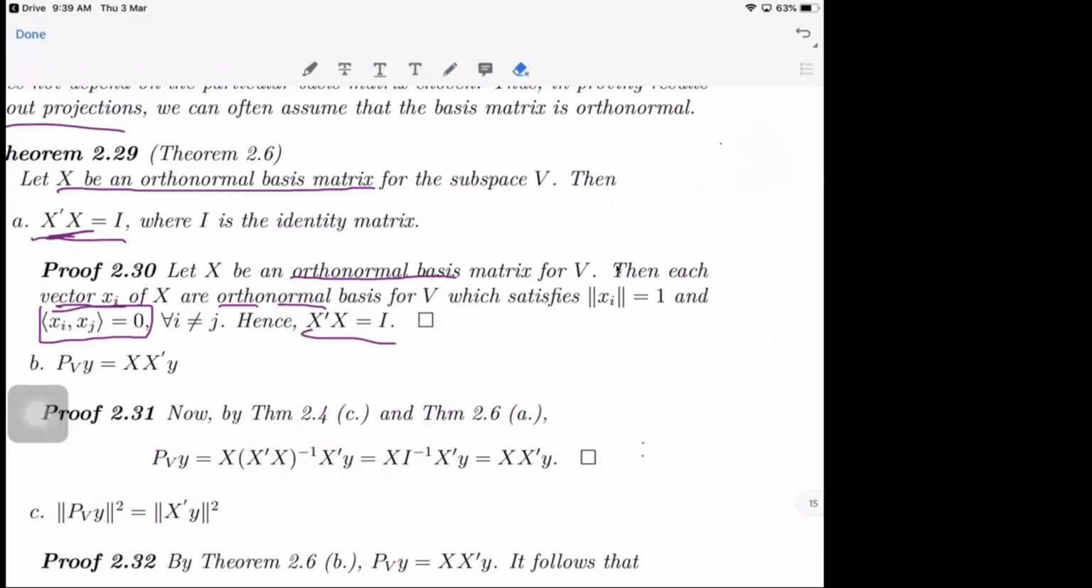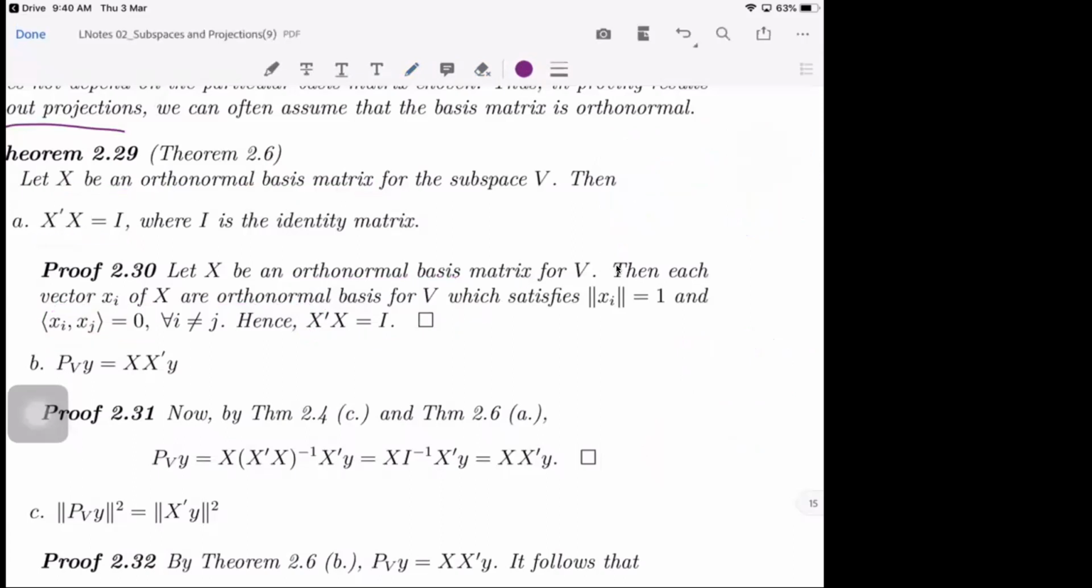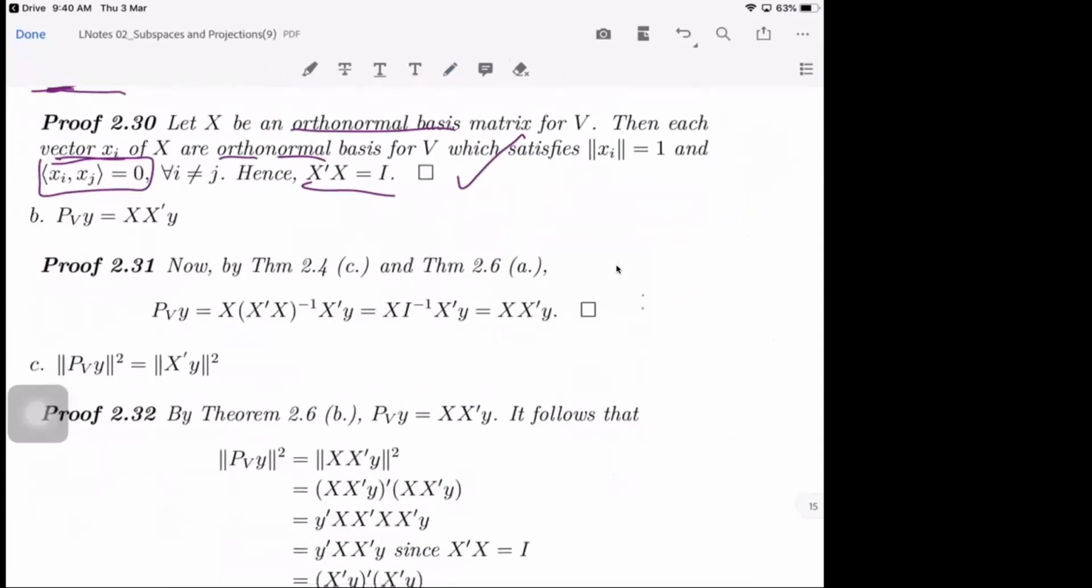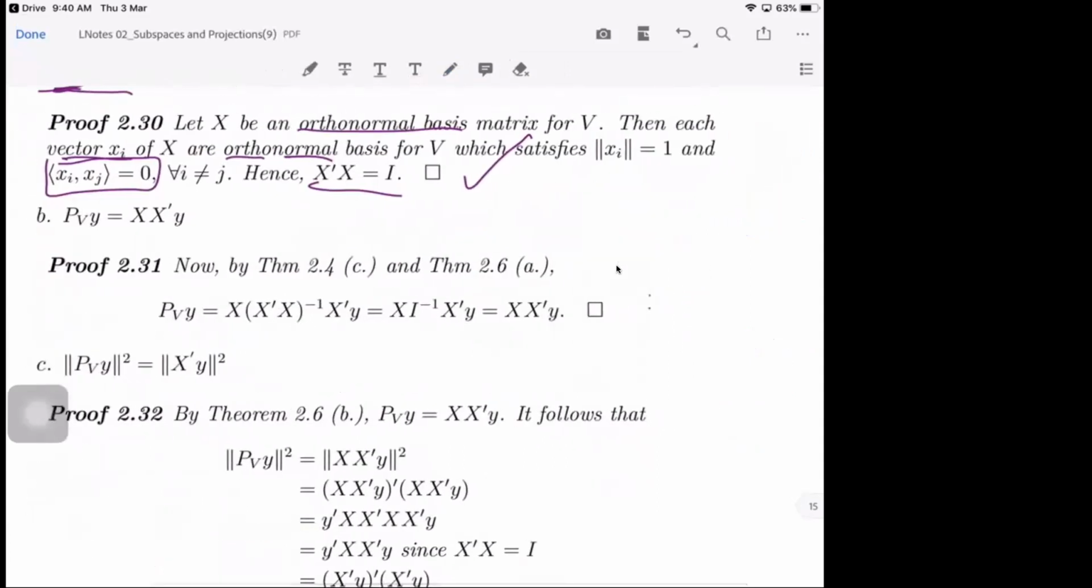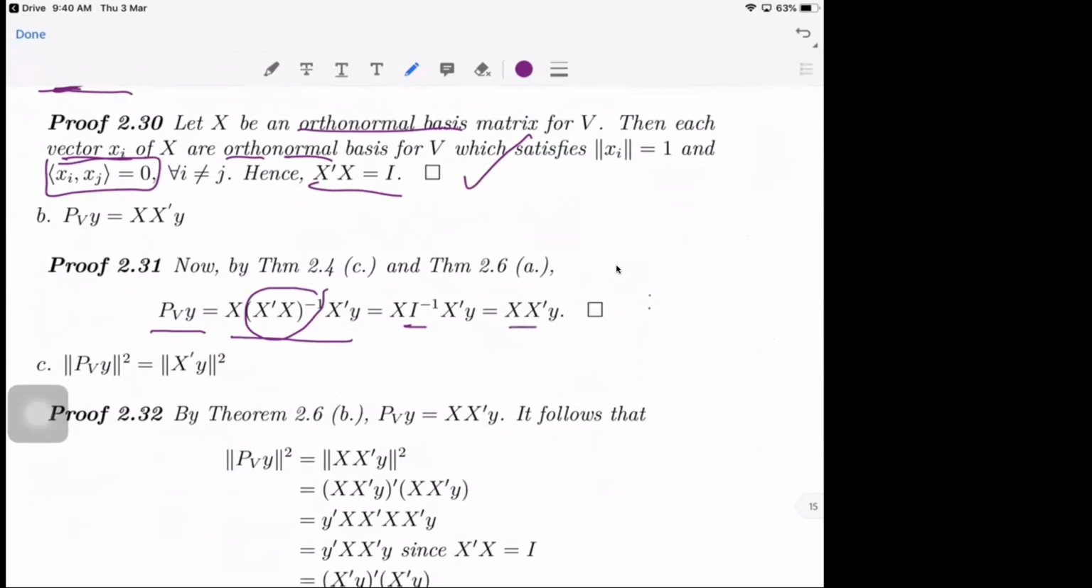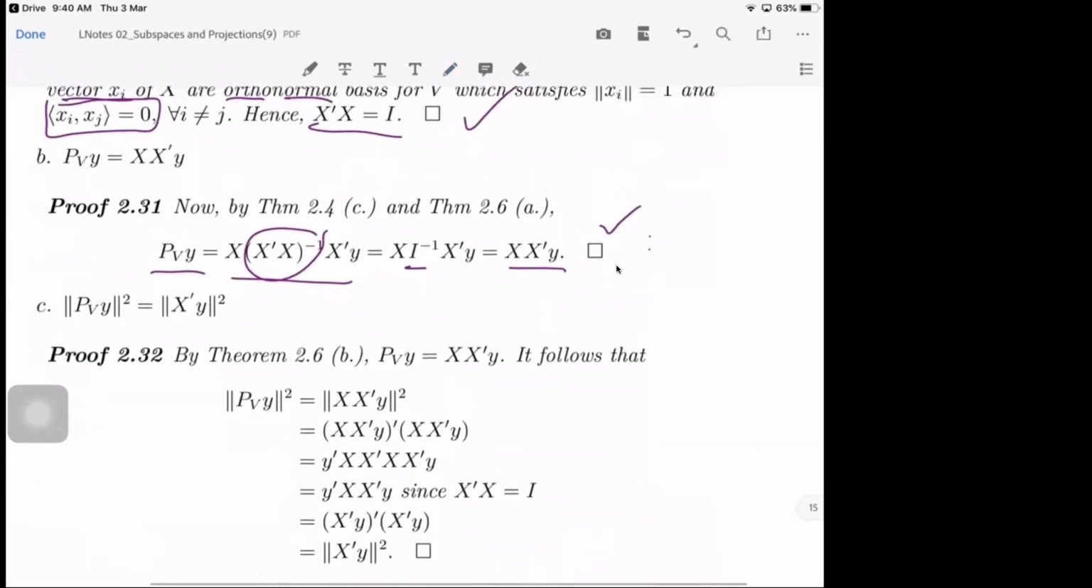So that is why X prime X, if X is an orthonormal basis, will be the identity. And then the projection of y onto V, which by definition is your (X prime X) inverse X prime y. But X prime X is the identity, and the inverse of the identity is still the identity. So what remains is X prime y. So done. Next.